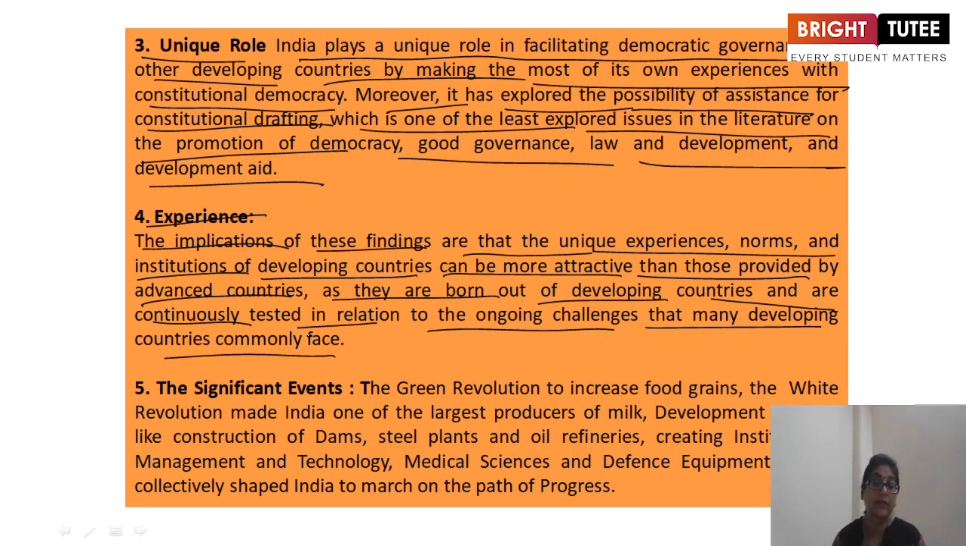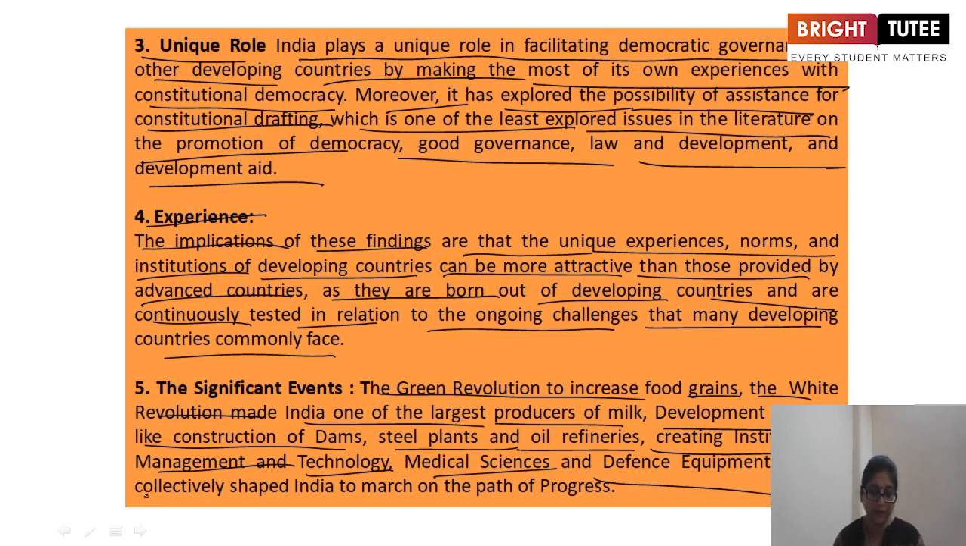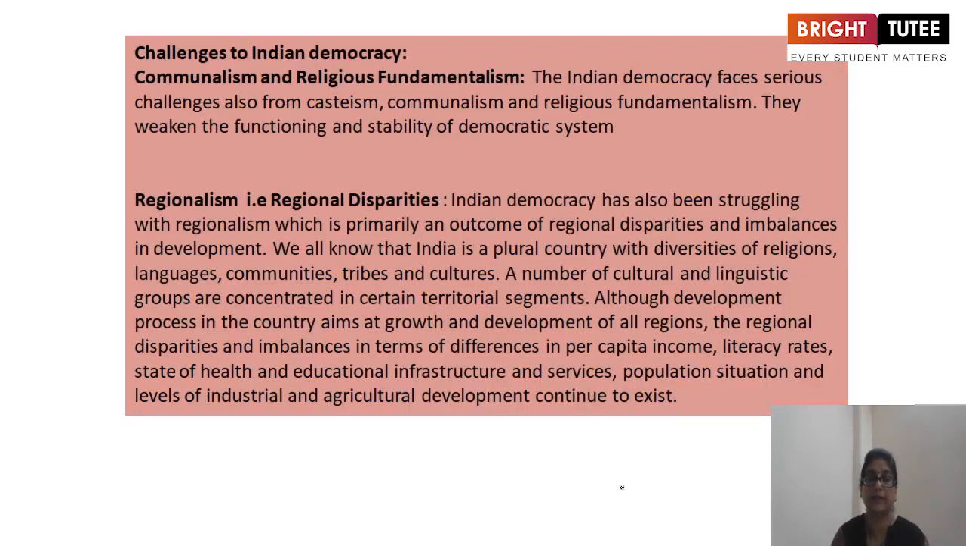The significant events: the Green Revolution to increase food grains. The White Revolution made India one of the largest producers of milk. And these changes were done after independence to keep on moving towards development. And development projects like construction of dams, steel plants, and oil refineries, creating institutes of management and technology, medical sciences, defense equipment, which collectively shaped India to march on the path of progress. And we all are witnessing all these things.